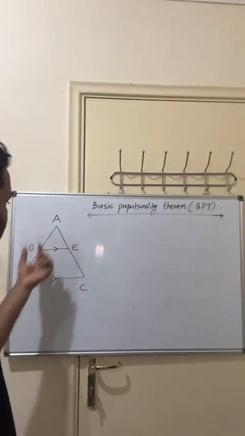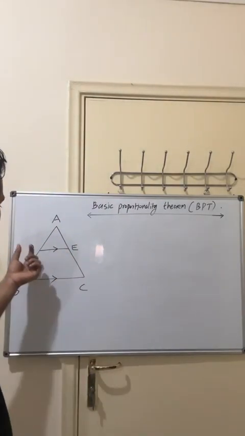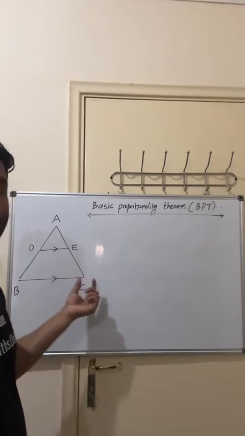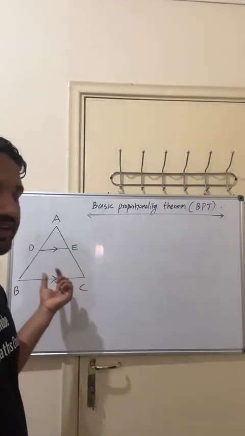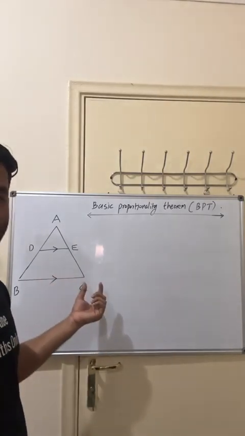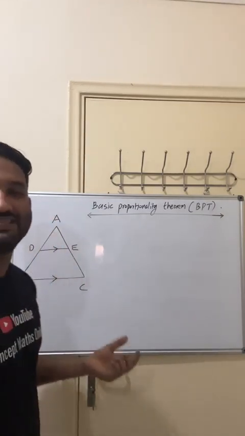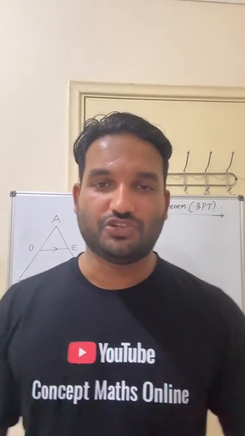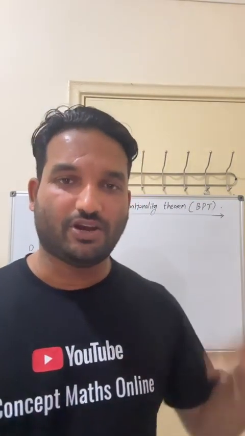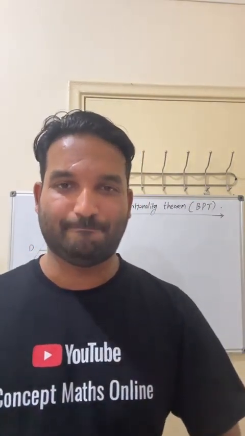When we consider a triangle, if you draw one line segment parallel to any one side of the triangle, then this parallel line divides the other two sides in the same ratio. Okay, so this is the simple statement of the basic proportionality theorem.